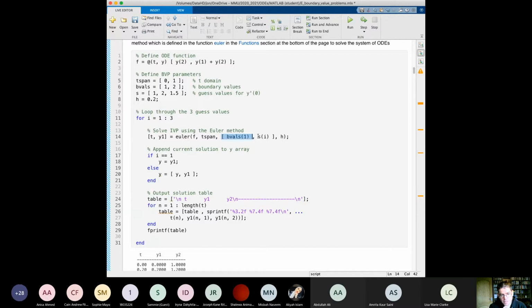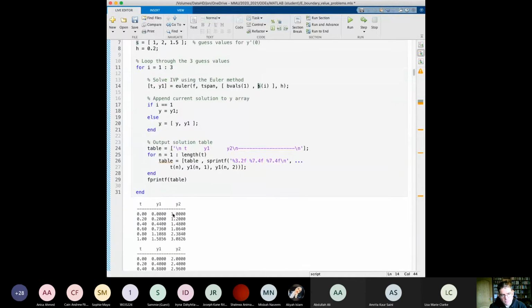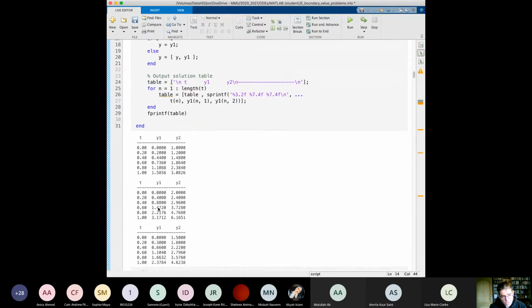So this is our initial solutions for y at t equals 0. So the boundary value of the first element of the BVPs array and our guess value there, that's 1. What I want to do is output the table of solutions, and I want to be able to save them. So hence what I've done there. And output solution table, you can see down here what it does.